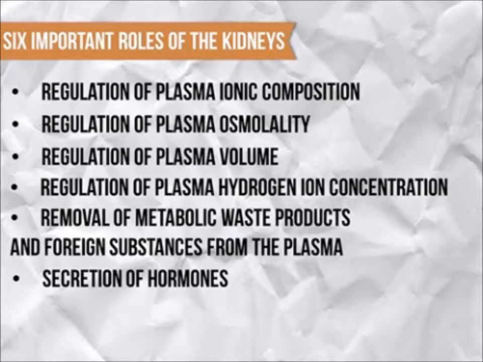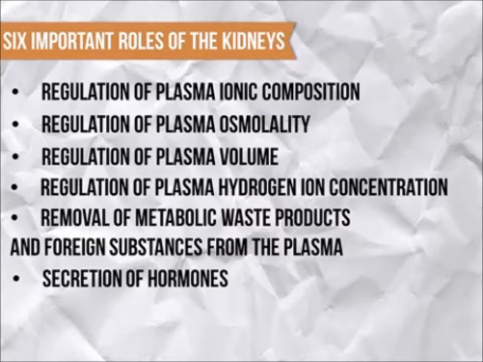Fourth, regulation of plasma hydrogen ion concentration, or the pH. The kidneys partner up with the lungs and together they control the pH. The kidneys have a major role because they control the amount of bicarbonate excreted or held onto. The kidneys maintain the blood pH mainly by excreting hydrogen ions and reabsorbing bicarbonate ions as needed.